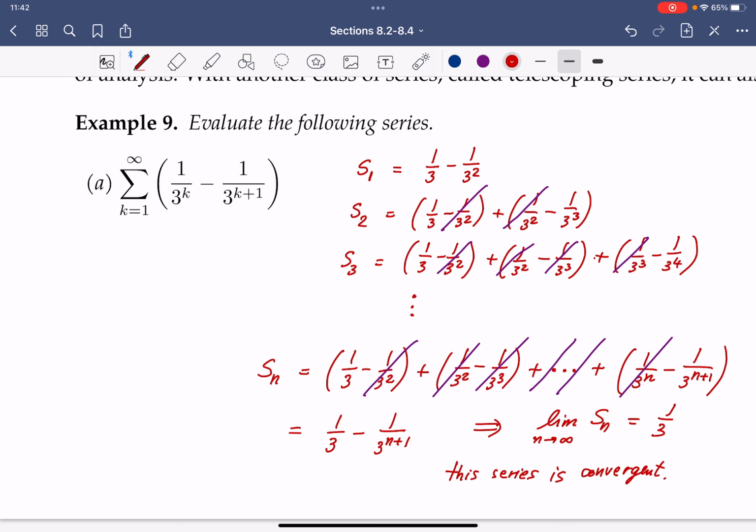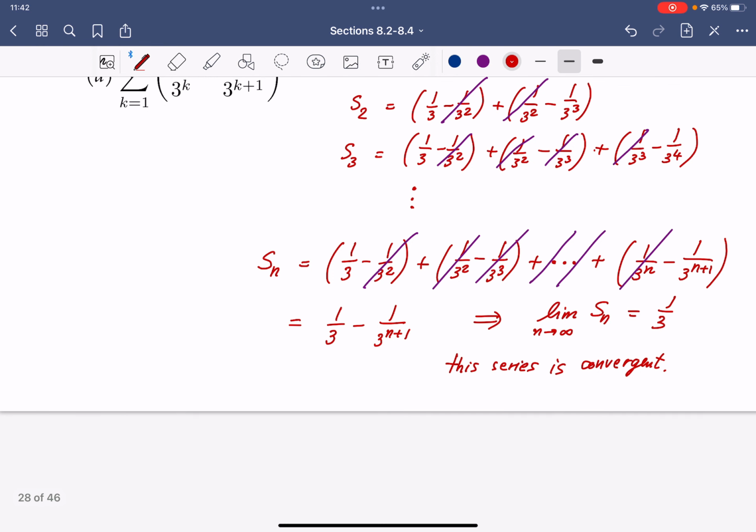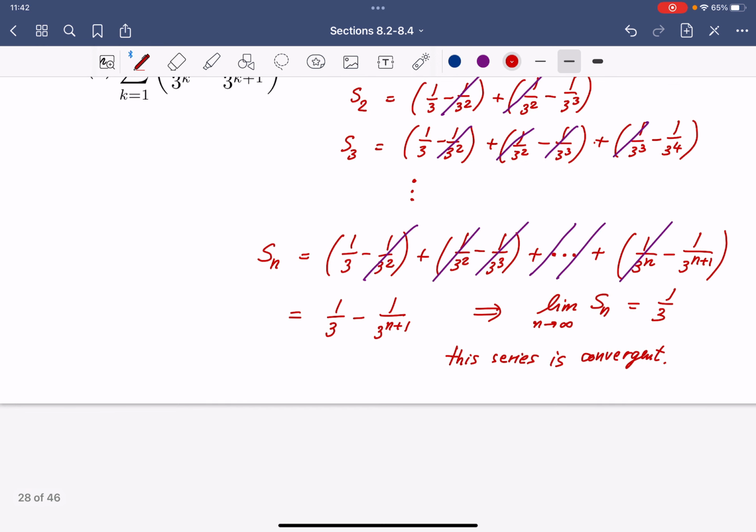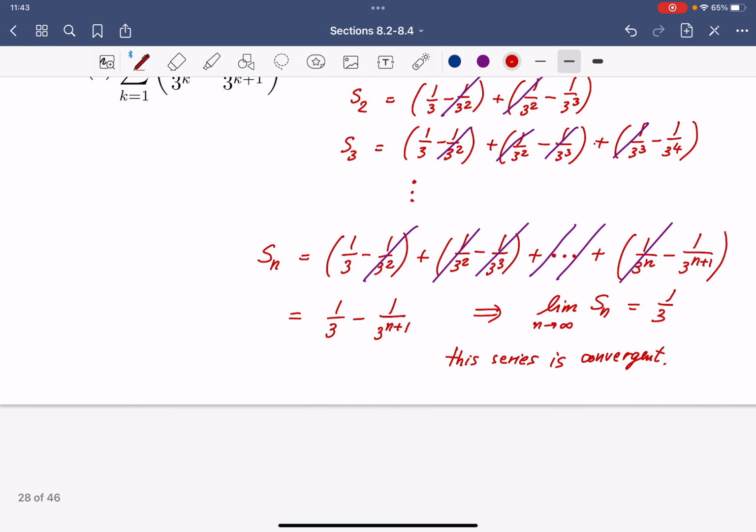Okay, on the back row, 1 second, I'm gonna just move it up for you.